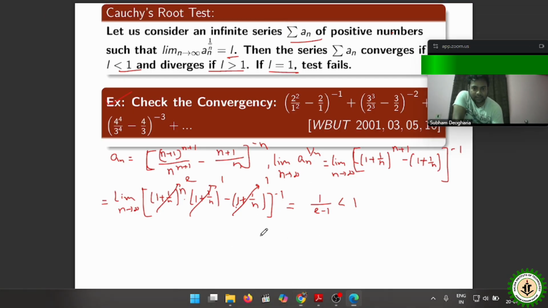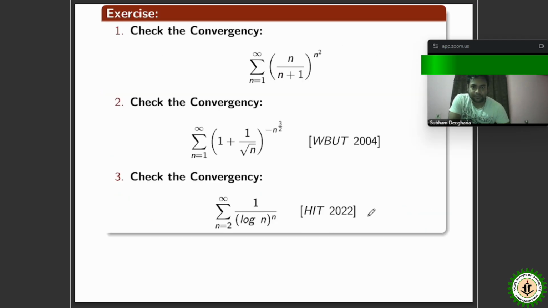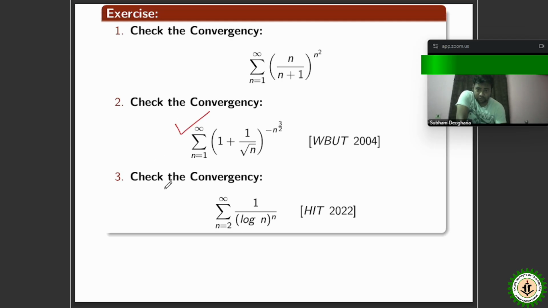This is a convergent series by Cauchy's root test. Okay, now come to the last. These are the exercises. So this is a very important problem for your exam, and this is also a very important problem for your exam.